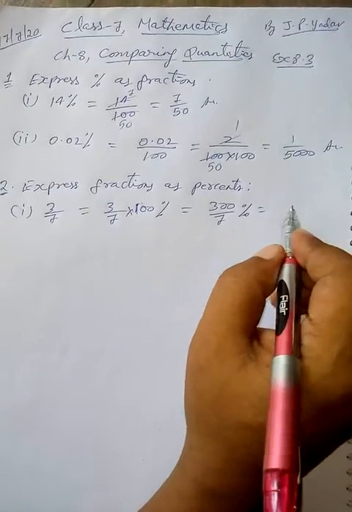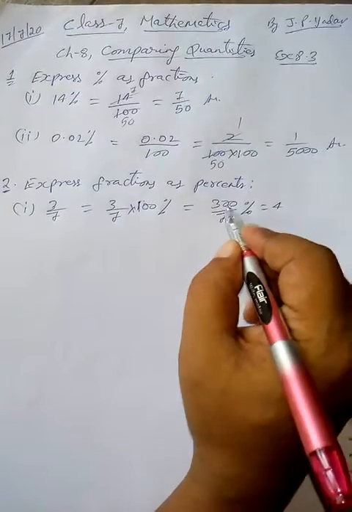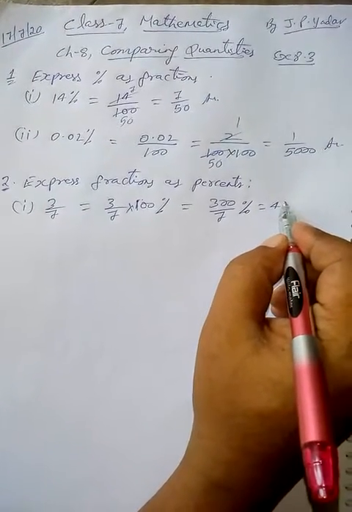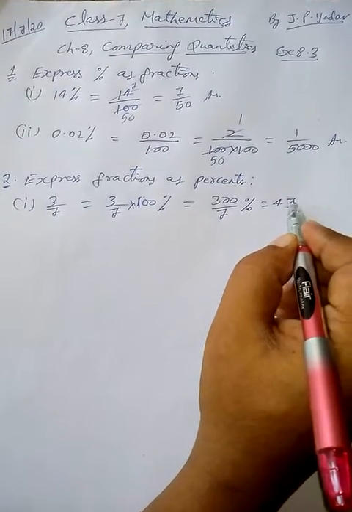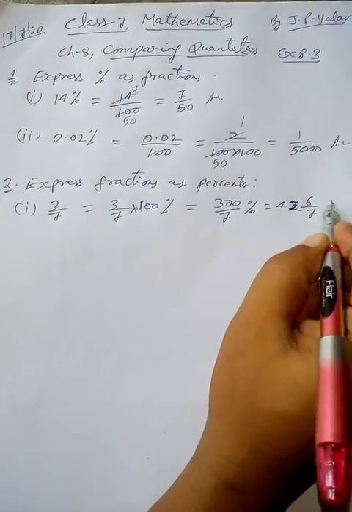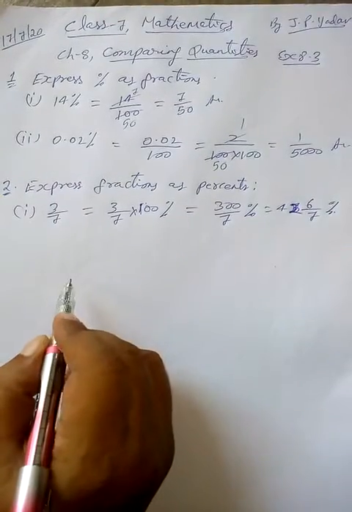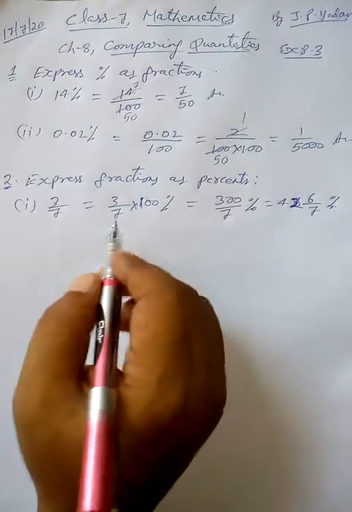Change into mixed form. 7 threes are 21, 7 fours are 28, 20, 7 twos are 14, 7 threes are 21. So it's greater. So 7 twos are 14, 6 by 7%. This is your percent. 3 by 7 is equal to 42 and 6 by 7%.